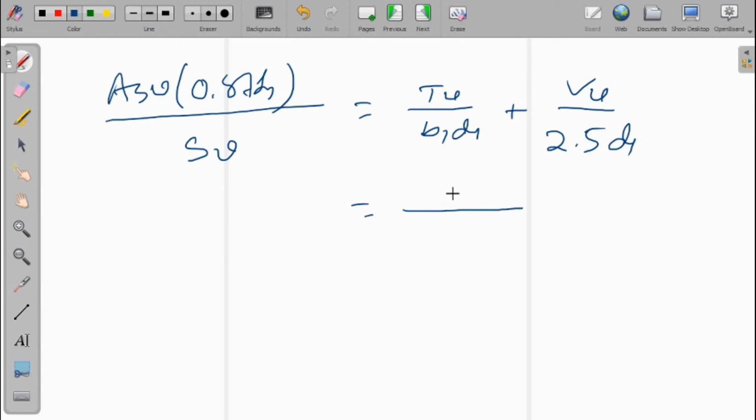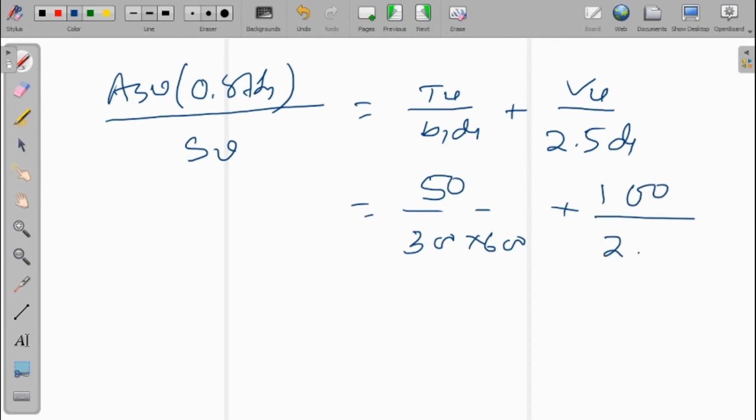What was the TU in our problem? Let me check that. TU was given 50. Just now we have calculated B1, which was 300. D1 was 600. Plus BU. BU is already given in the problem, and that value was 100, divided by 2.5, and D1 was just calculated as 600.